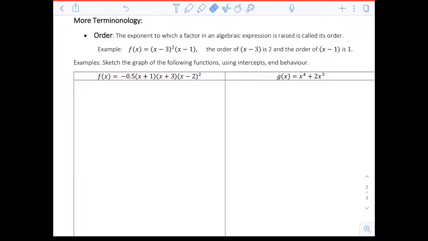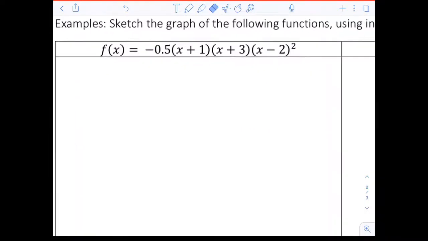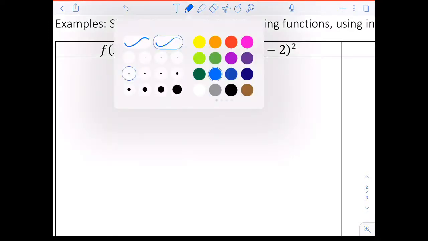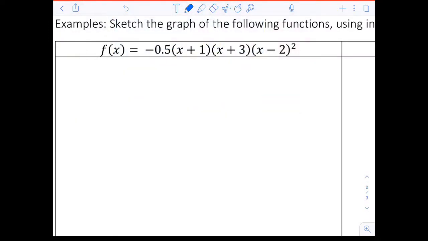So when we want to sketch these, we're going to take this one over here on the left first. And what's important is, first let's find our x-intercepts. Our x-intercepts happen when each of these factors is 0. The -0.5 doesn't give us any values for the x-intercept because there's no x there. The first factor, x plus 1, tells us we have an x-intercept at -1. The second factor tells us we have an x-intercept at -3. And the third one gives us information that there's an x-intercept at +2.